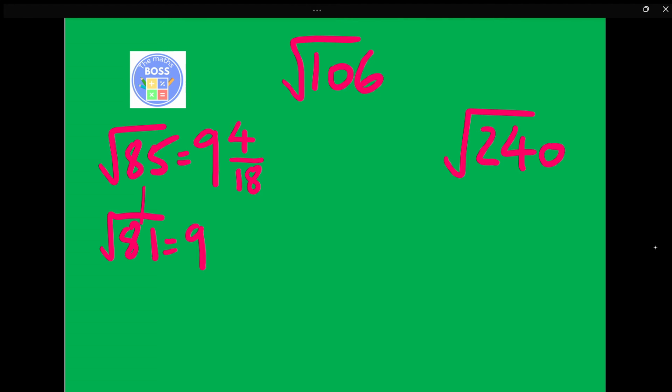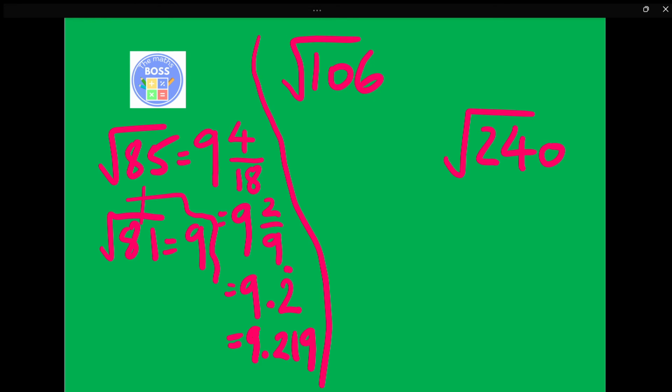Simplify our answer, 9 whole ones and 2 over 9. 9 whole ones and 2 over 9 can be written as 9.2 recurring. Get a calculator and check the exact answer, and it comes to 9.219. So as you can see, we have an agreement again, and it's very, very close to the exact answer. There's the first answer done. Let's have a look at the next one.